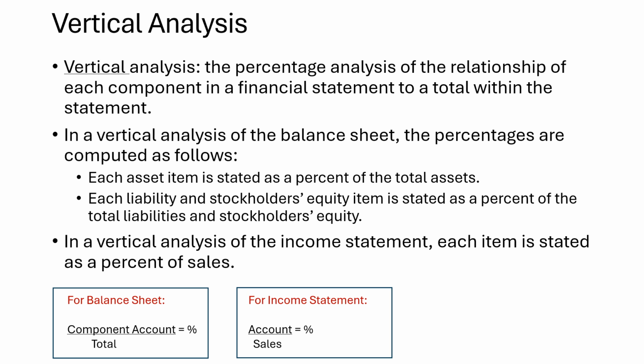So if you break it down and look at it the way that I have here, to help you remember this, for the balance sheet, you are comparing whatever component amount to the total assets or total liabilities and equity. Then for the income statement, you are just taking whichever account and dividing it by sales.